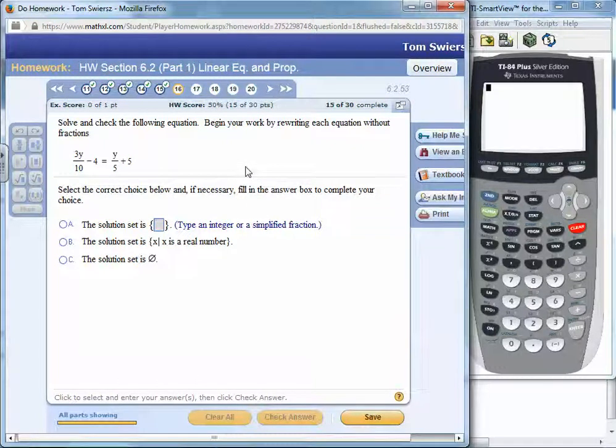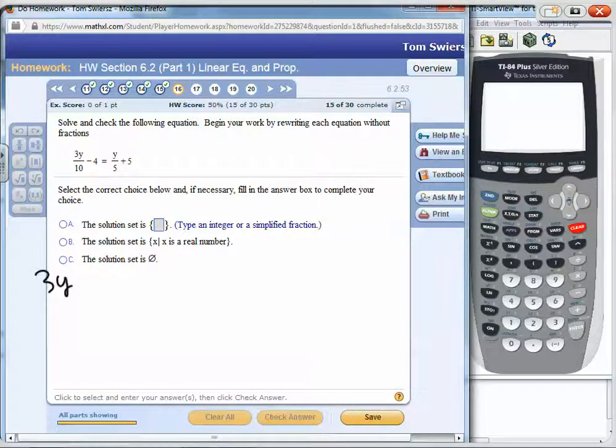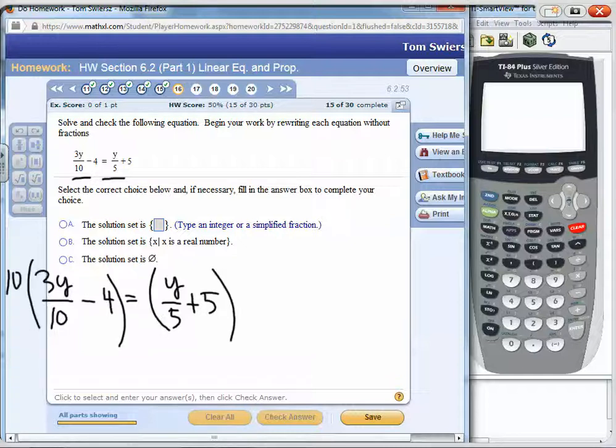All right, let's look at problem number 16. 3y over 10 minus 4 equals y over 5 plus 5. Again, what's in the denominators? 10 and 5, right? So actually, 5 times 2 is 10. So our least common multiple of the denominators is simply 10, right? That will get rid of both. So we'll multiply both terms by 10.